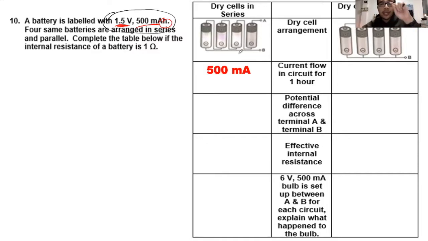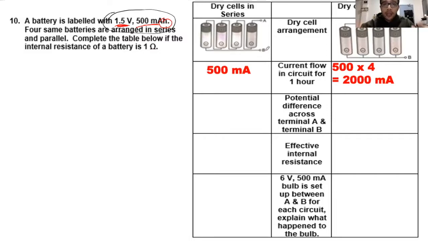Whereas in the parallel circuit, since every battery, every dry cell, is able to produce 500 milliamps of current, and since there are 4, in 1 hour all 4 will produce a current of 500 milliamps, and that's why the current flow is 500 times 4. In that 1 hour, it is able to produce 2000 milliamps.